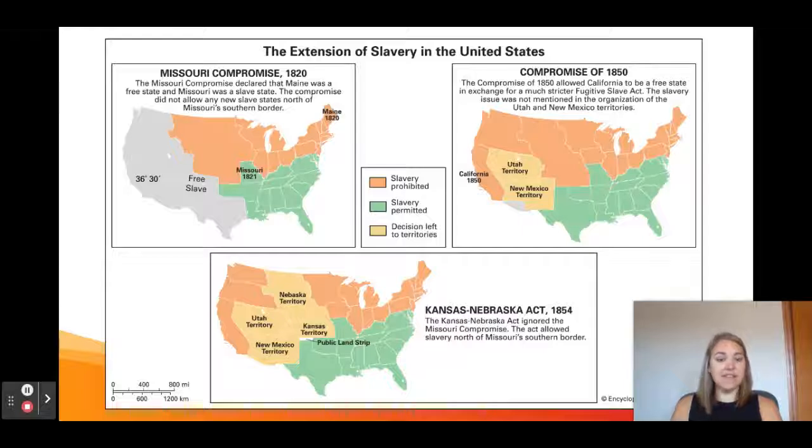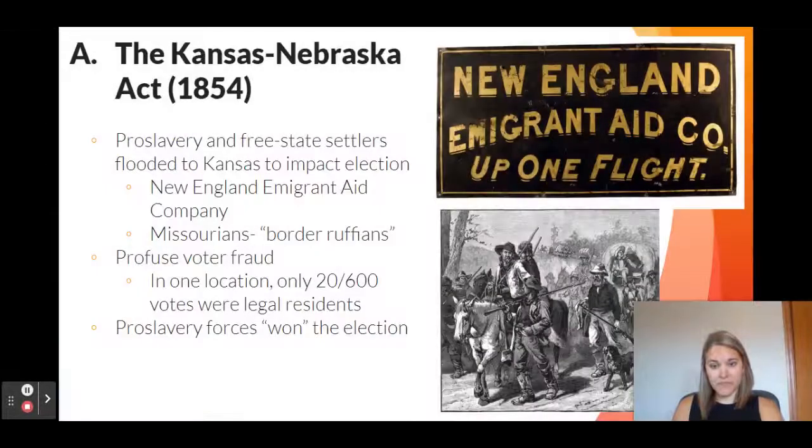So the Kansas-Nebraska Act is in fact passed. And so now you see what has happened when you look from the Missouri Compromise to the Compromise of 1850 and now to the Kansas-Nebraska Act. You see a huge amount of territory that is now opened to slavery. And so this is, of course, going to increase tension significantly, not only in Congress, but throughout the country.